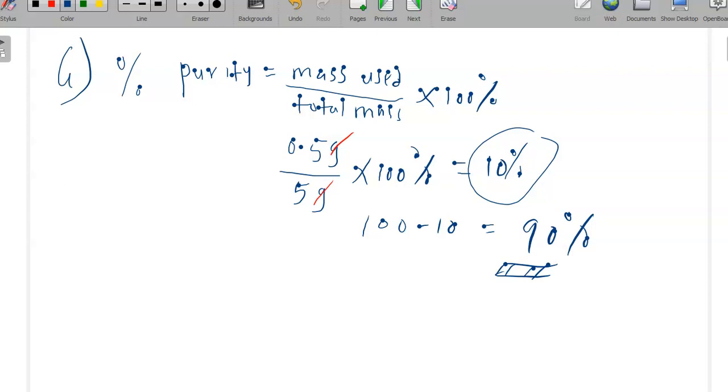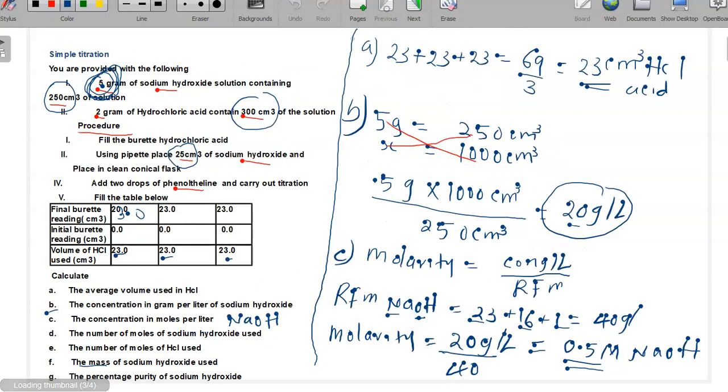It's simple titration. If I pass over one time without wasting my time, we have these two solutions, sodium hydroxide and hydrochloric acid. The first question is asking the average volume from the table. Then you add the 3 volumes of HCl, which gives 69, then you divide by 3, then you get 23.